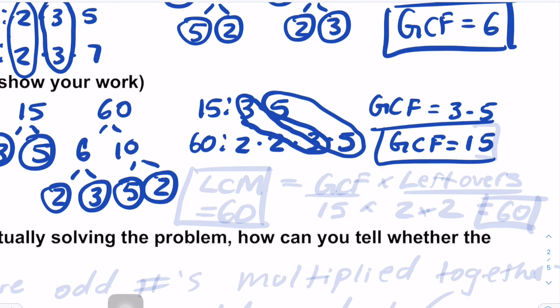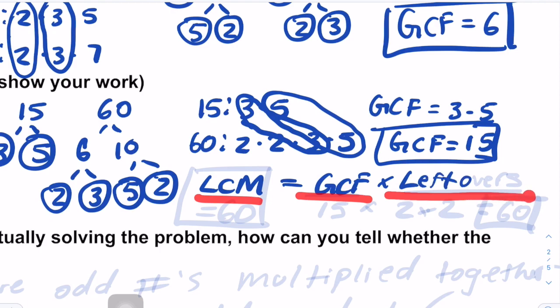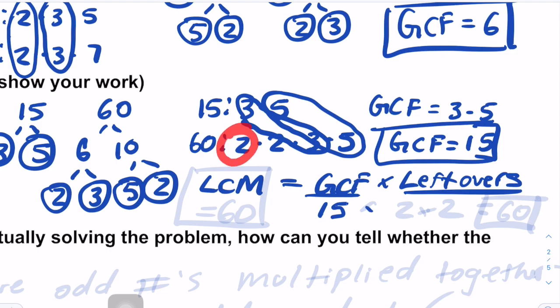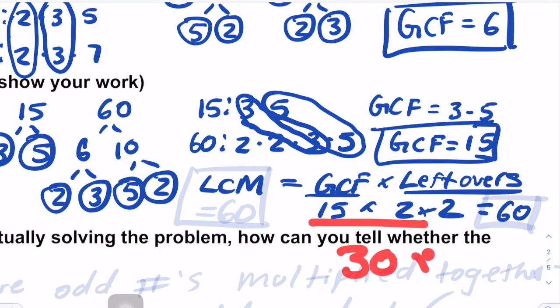Now that I have my GCF, I know that my formula for LCM is LCM equals GCF times the leftovers. I know that the GCF is 15, and I can see that the leftovers are 2 and 2. So now when I multiply these together, I can see that my LCM equals 60 as well, because 15 times 2 gives me 30, and 30 times 2 does give me 60.